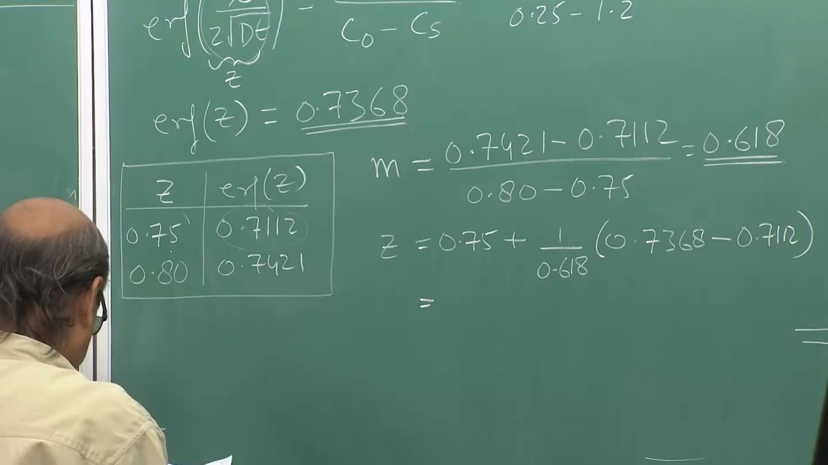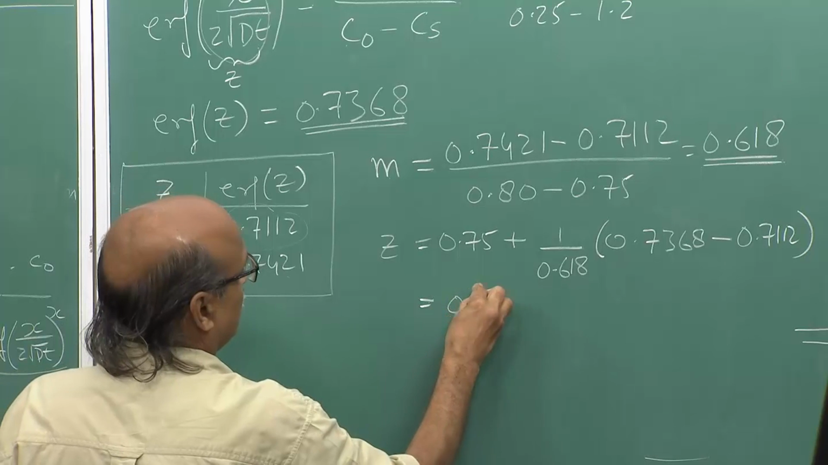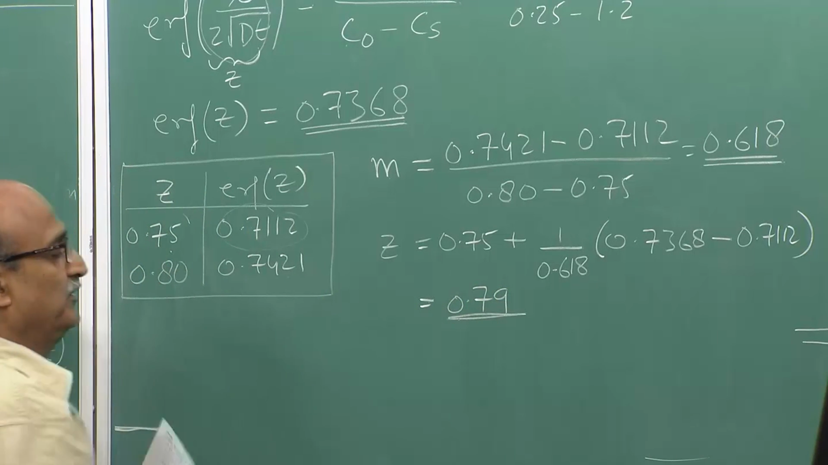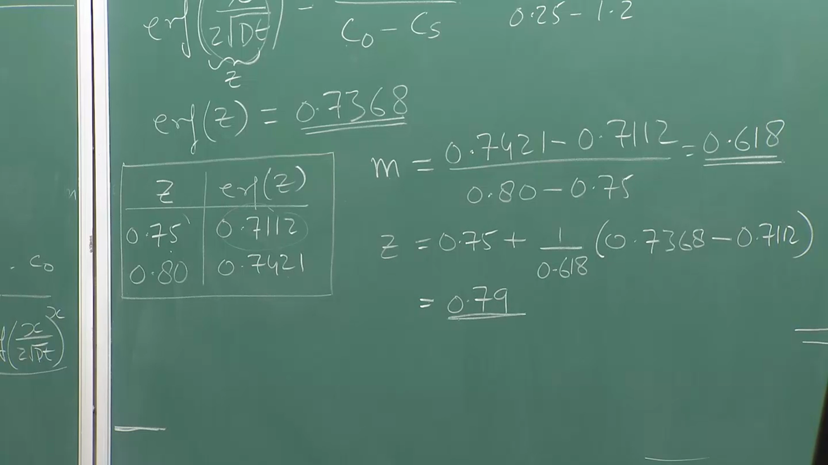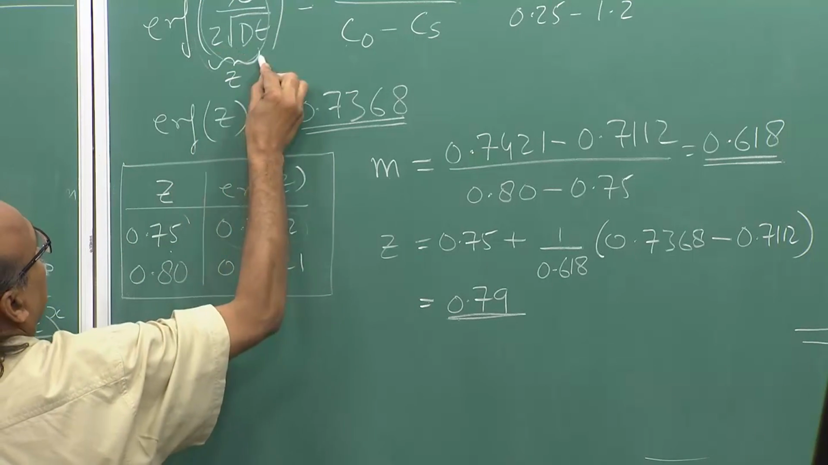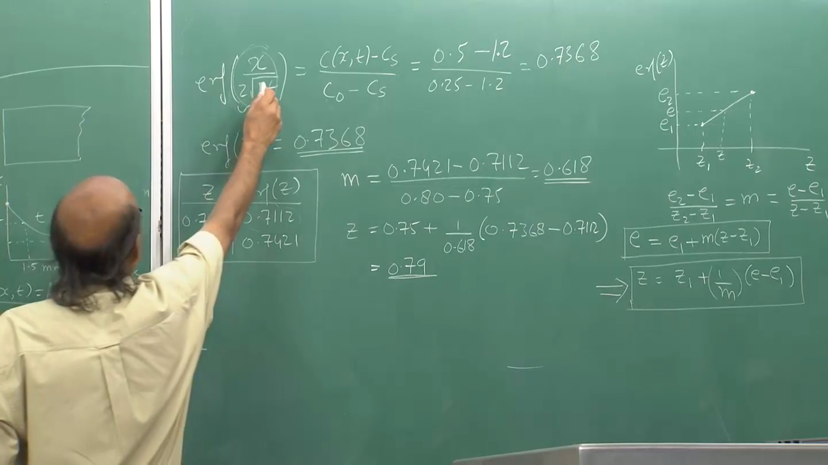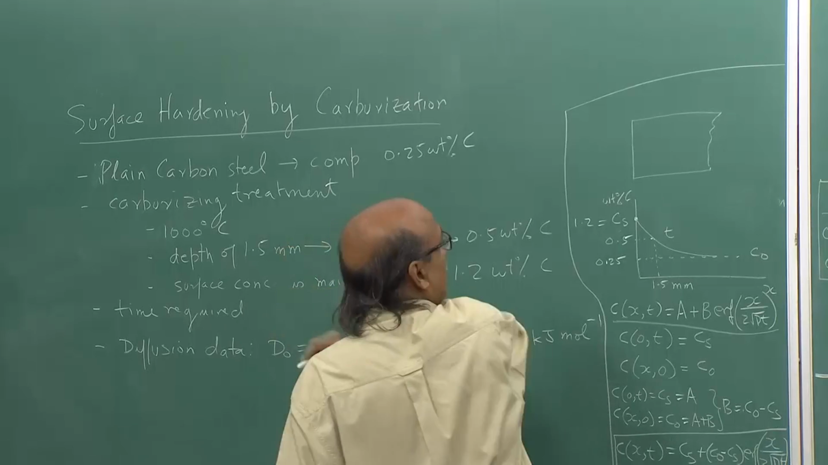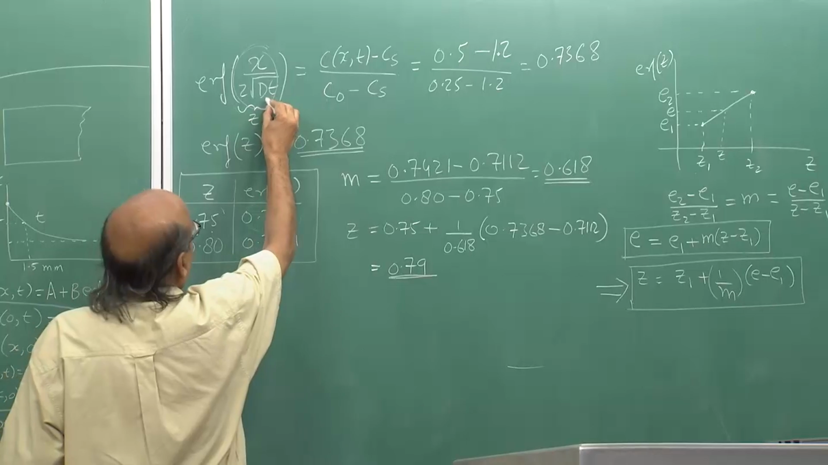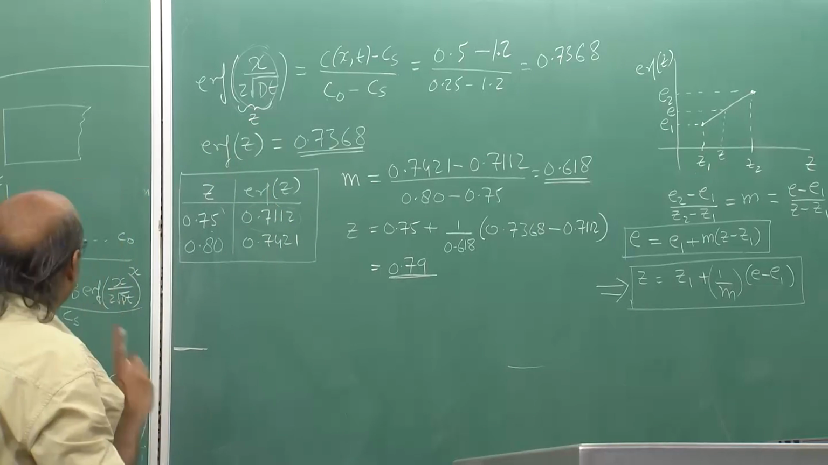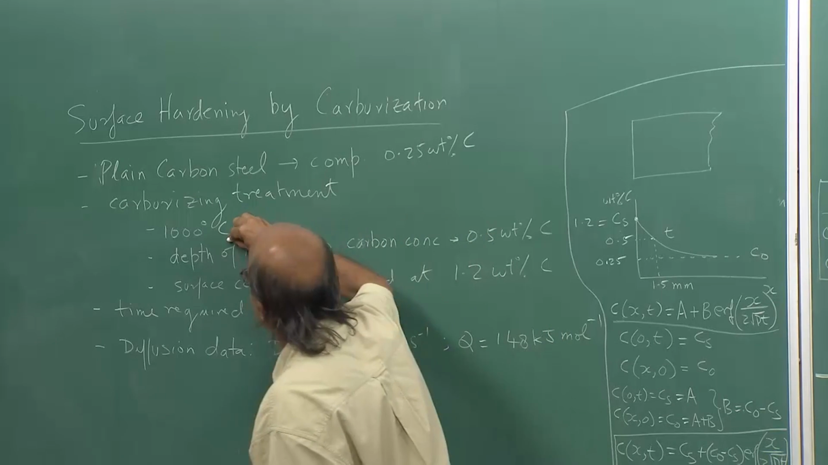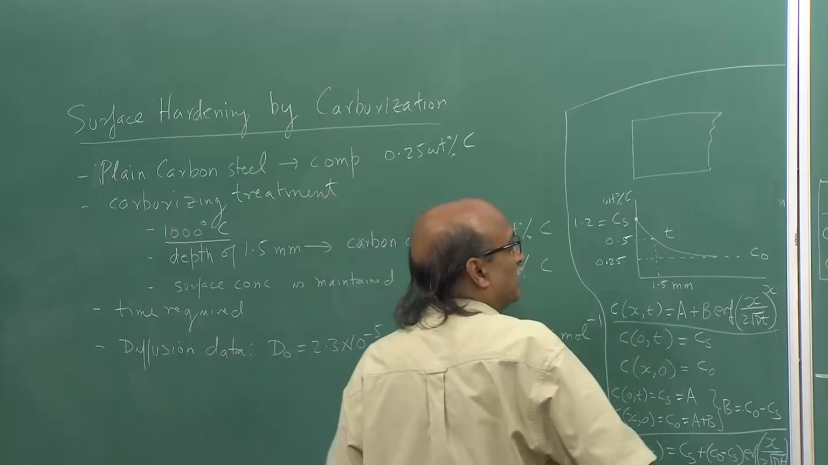This gives me a value of Z as 0.79. So, now I know what Z is, and Z itself is equal to x upon 2 square root of Dt. X I know, given in the problem, at a depth of 1.5 millimeters. I need to find the diffusion coefficient D at 1000 degrees centigrade at which I am doing carburizing.